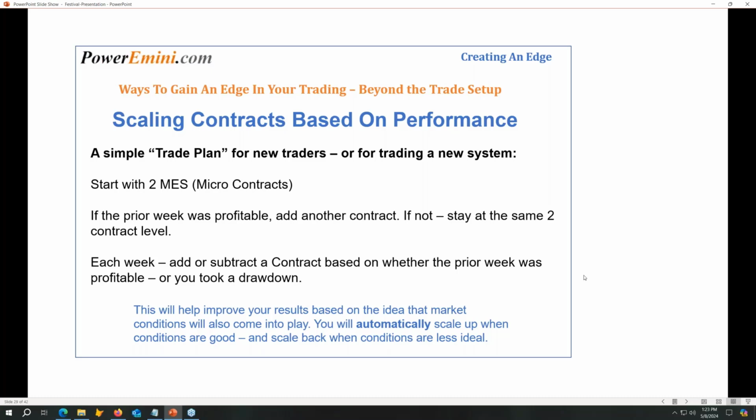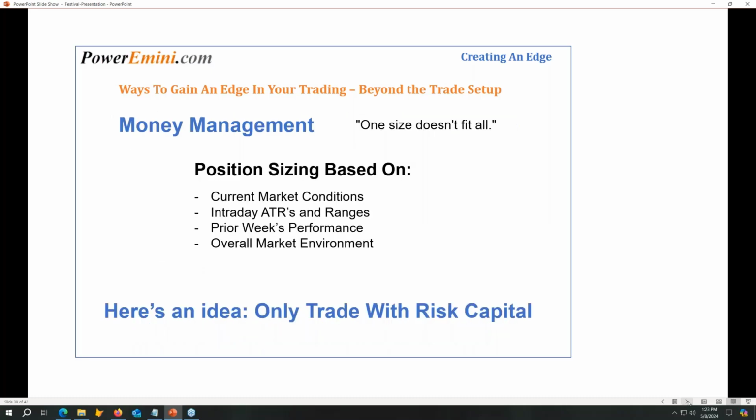When the market conditions are not all that conducive to trading, you're going to be trading more conservatively. And as you build up, pulling yourself up by your own bootstraps and having some winning weeks, now you're trading more contracts. Chances are it's not your trade setup that's failing; chances are it's the market conditions, right? So you're going to automatically scale up and be trading bigger size when the market conditions are good.